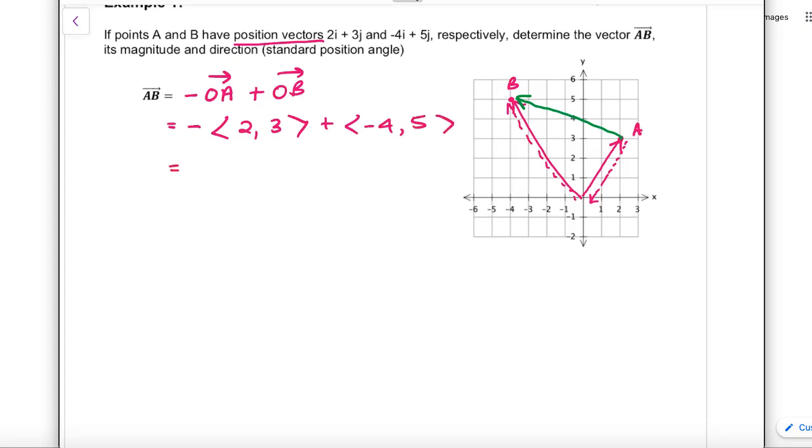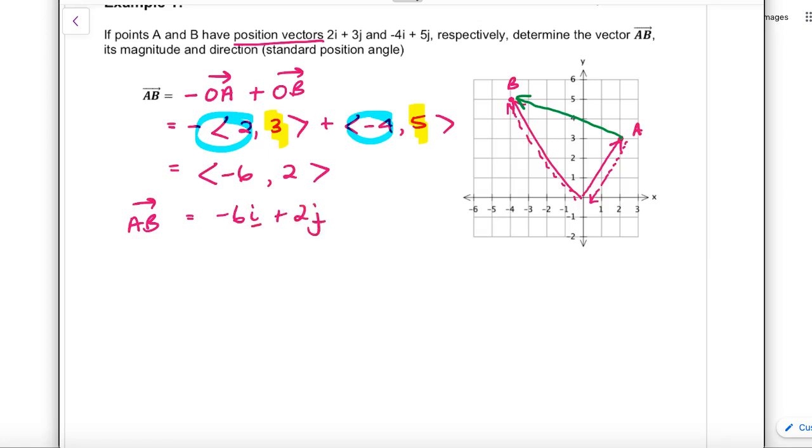So we're going to put together our i components first of all. So we've got negative 2 take 4, so that will be negative 6. And our j components will be negative 3 plus 5, and that will give us 2. So vector AB is negative 6i plus 2j. And if we have a look at that, we can see that we've actually travelled 6 units to the left and 2 units up. So negative 6i and 2j does make sense.